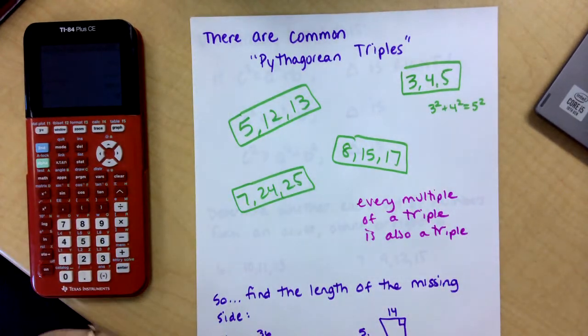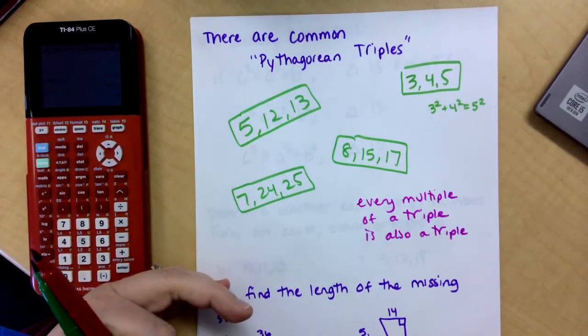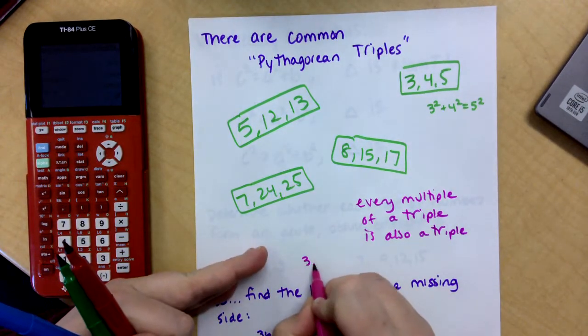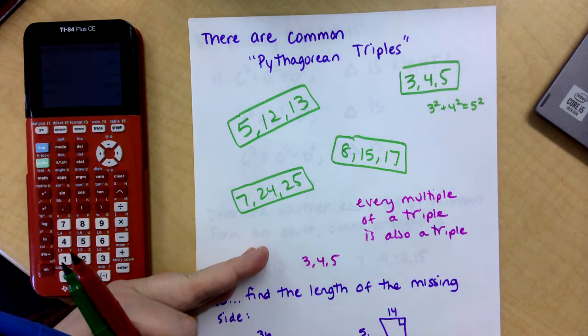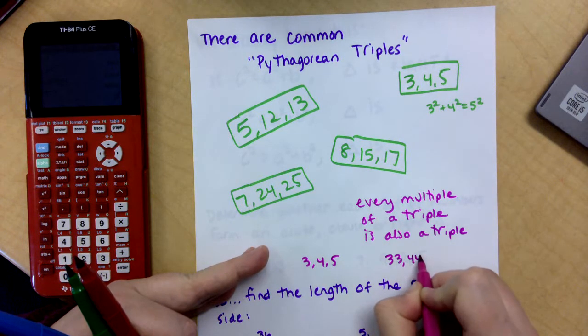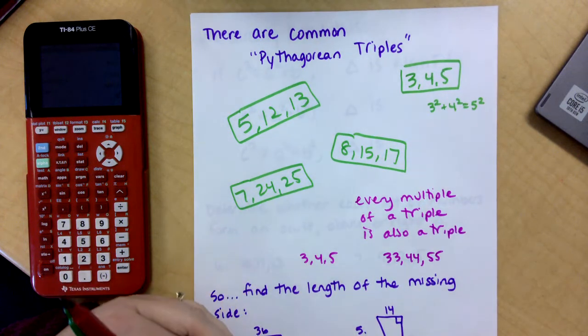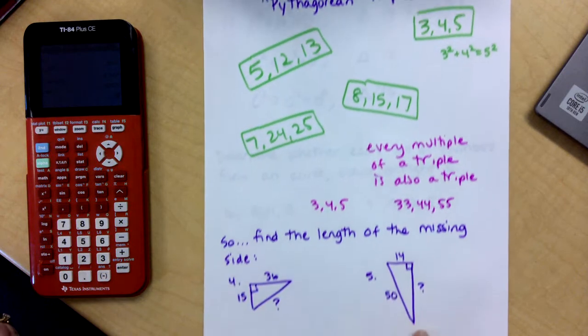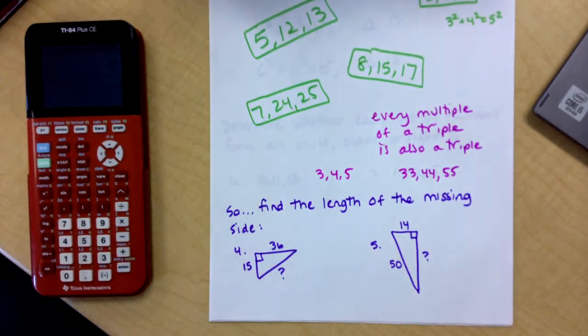So for example, since 3, 4, 5 is a triple, I could multiply all those sides by, I don't know, pick a number, let's say 11. That means that 33, 44, 55 is also a triple. And what that'll do for you, sometimes, if you see it right away, you'll be able to solve these real quick without showing a heck of a lot of work.